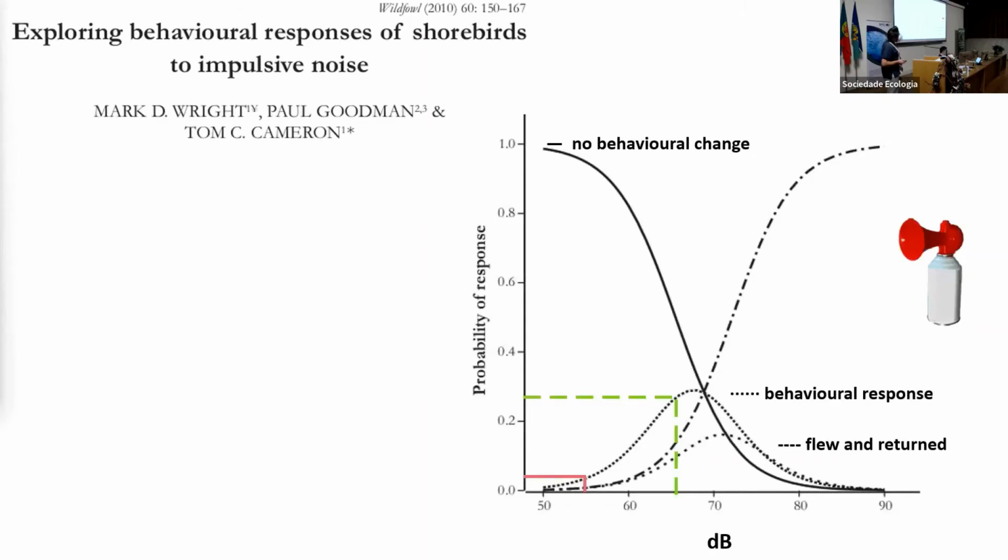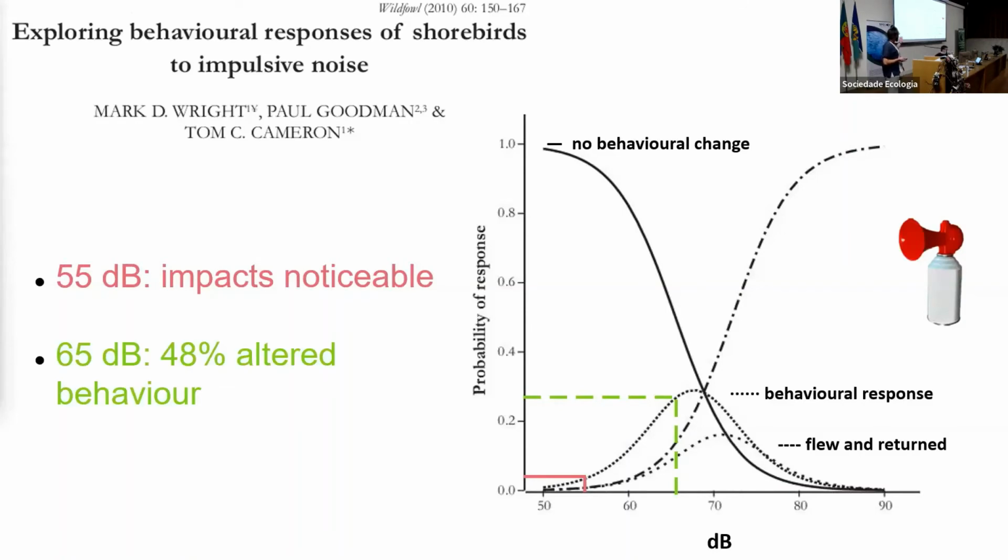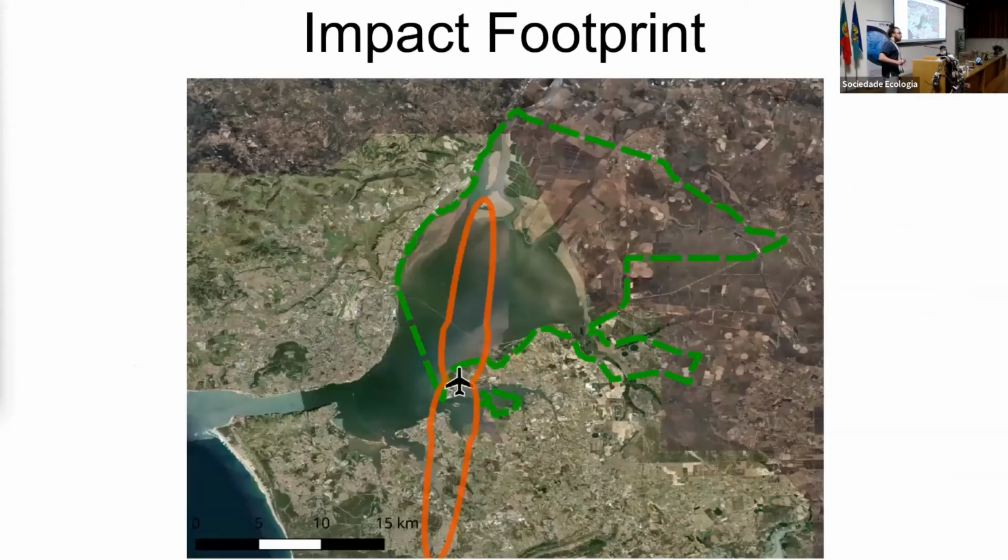So this is a study on how water birds respond to noise. And the short answer is that at about 55 decibels, you can start to see behavioral changes. And at 65 decibels, half of the birds in this study had altered their behavior. And we can draw the extent of this noise on the map from the airport. So this is the 65 decibels noise right through the middle of the intertidal area. And the 55 decibels is a quieter noise, but it's spread over an even wider area.